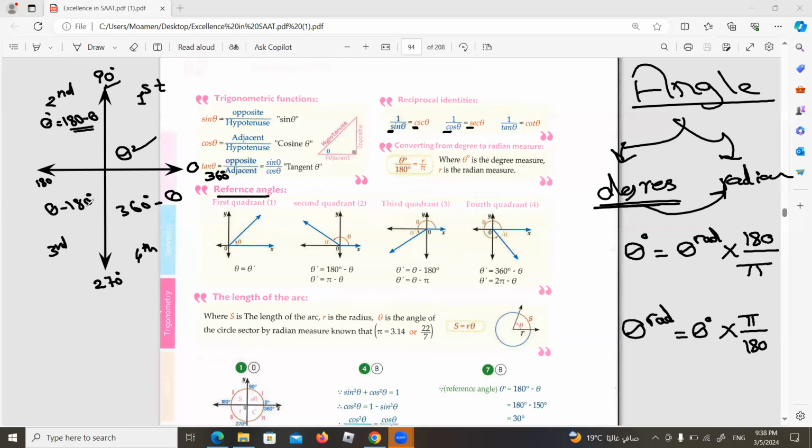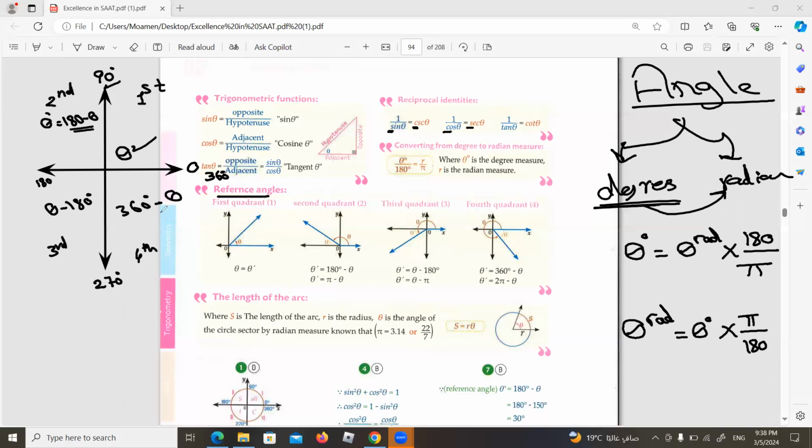In the third quadrant, if we have 210, for example, what is the reference angle for 210? You will make 210 minus 180, which equals 30. So 210 means 30, but in the third quadrant. In the fourth quadrant, we have 360 minus theta.